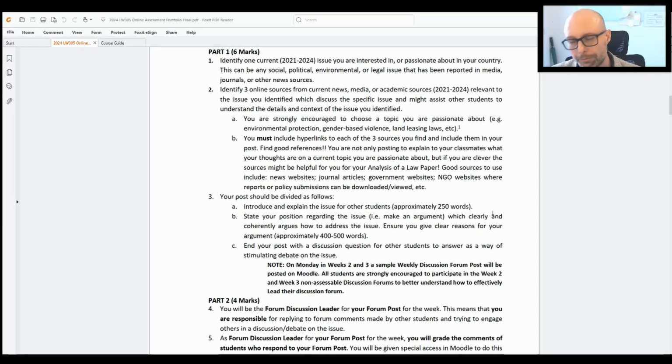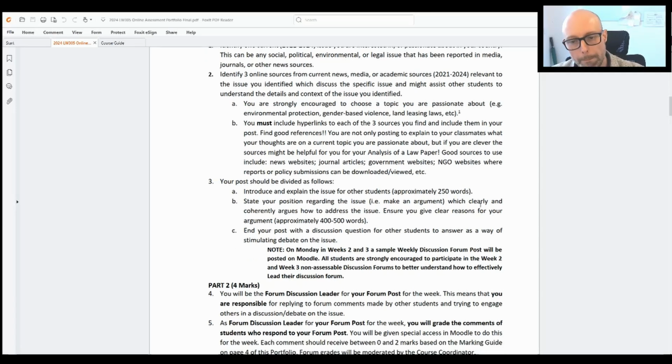You have to divide your post into about 250 words, which introduces and explains what the issue is, and about 400 to 500 words where you talk about your position in relation to it. So try to be neutral in the first part. This is the issue. These are the interests that are affected. This is what's happening, etc. And then state your position on it and make an argument about addressing that issue or addressing part of that issue. It's an argument, but I want to see you supporting that argument with clear reasons that are logical.